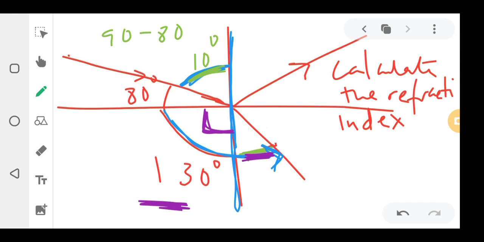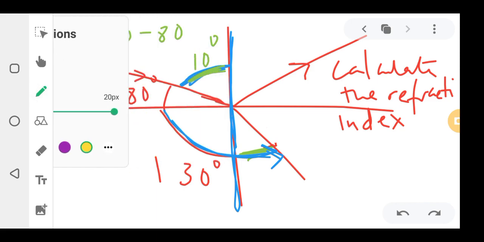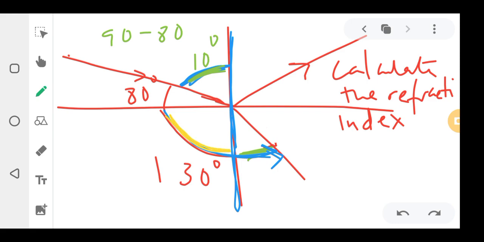So this whole angle is 130. When you remove the 90, what will remain is the angle that we are looking for. So 130 minus 90 is what? 40. So this angle here is 40 degrees.